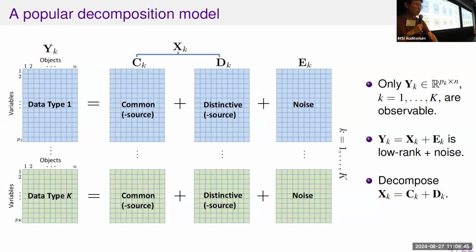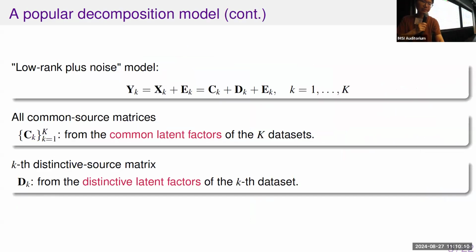So a popular model is to decompose each matrix Yk into 3 parts: a low rank common source matrix Ck, a low rank distinctive source matrix Dk, and a noise matrix Ek. Here Xk is the low rank signal matrix, that is the sum of Ck and Dk. So our goal is to decompose Xk into Ck and Dk, the common and the distinctive parts.